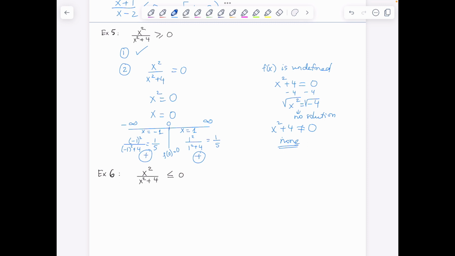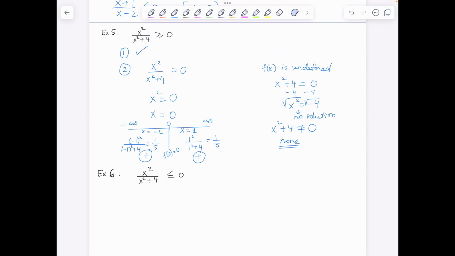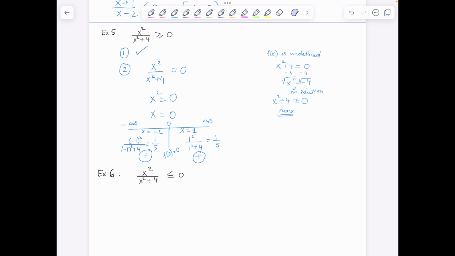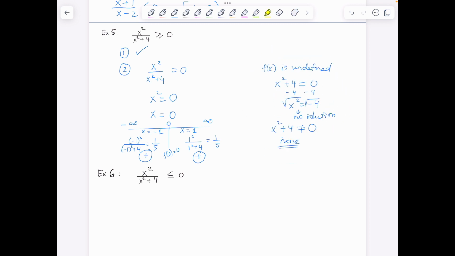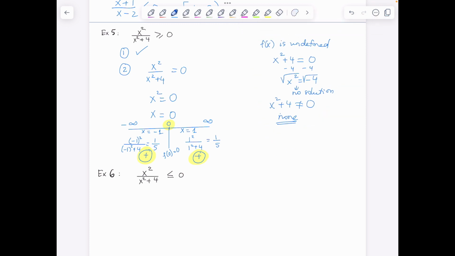So in the end, what is the final answer? What values make the function positive or 0? Positive means you accept all of these. And when is the function 0? That's when x is 0. So it looks like we accept everything with no exception. So the final answer should be negative infinity to positive infinity.